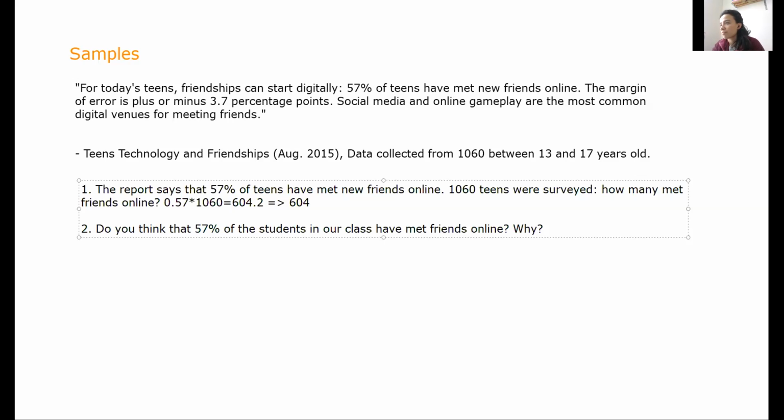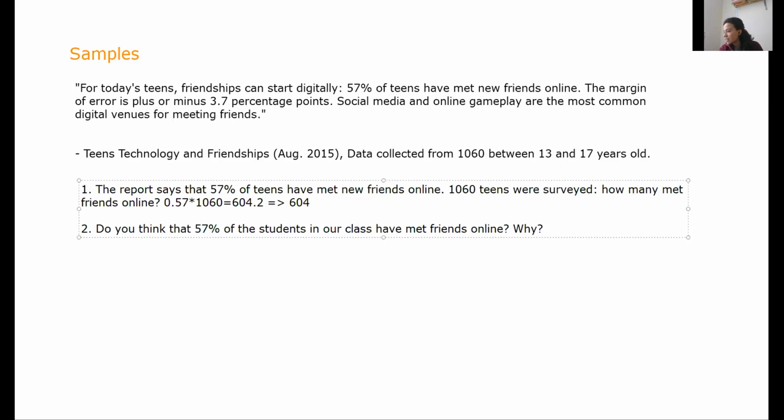I just took our class number and multiplied it by the 57%, and I got 22.8. So no, my answer is no. I don't think everyone in our class has met people online. Oh, but I'm not asking about everybody. I'm asking about 57%. Do you think 57% of the students in our class will have met friends online? Yes. Yes? Okay.